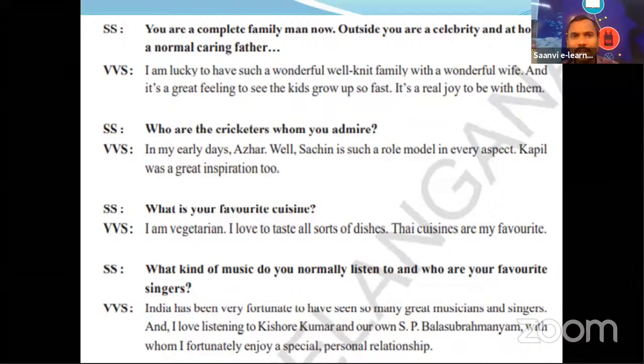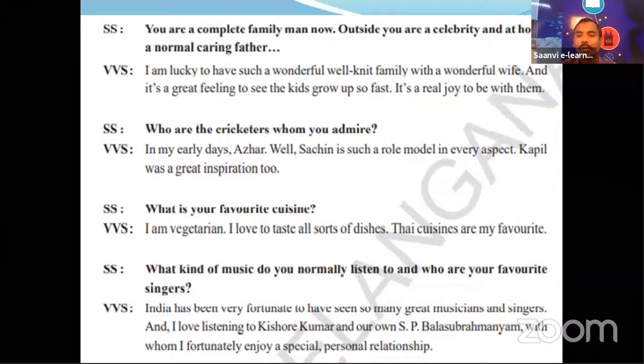Why is the sports star telling like that? Because VVS Lakshman has decided to call it a day. He has decided to retire from cricket. So after retiring from cricket, when he is at home, he is a completely family man. Outside you are a celebrity, and at home a normal caring father.